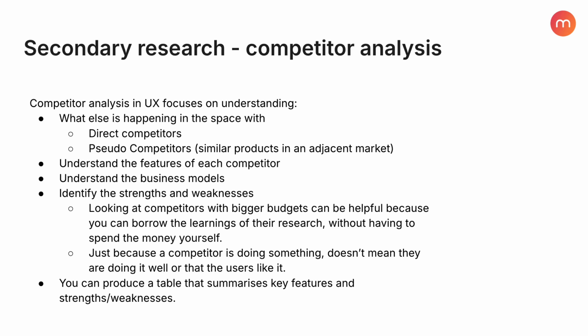In UX, we focus on two kinds of competitors. Direct competitors are those that offer a similar product or service to the same type of user. For example, if we're designing a platform for freelancers, direct competitors might include Upwork or Fiverr. Pseudo competitors, on the other hand, are products that solve similar problems but in a slightly different market. These could include job boards, portfolio sites, or networking tools that share overlapping user needs. Looking at both helps us understand the landscape from different angles.